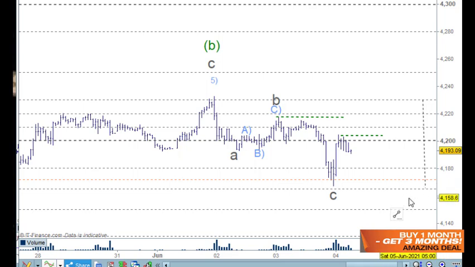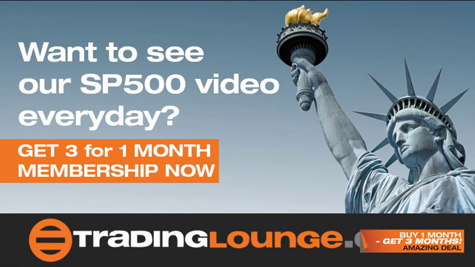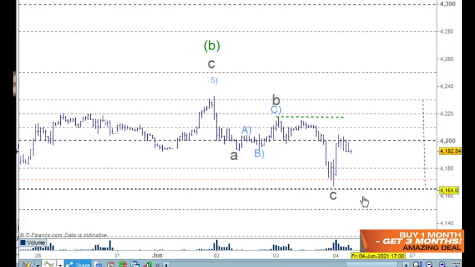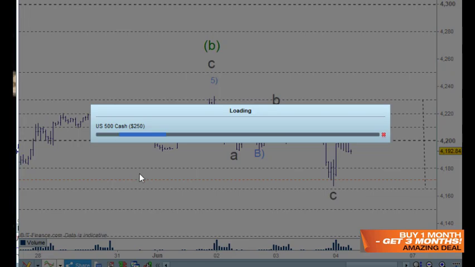So look, this can be counted as an ABC correction, but that wouldn't be confirmed until we, in fact, we'll just move that out of the way, until this high here goes out. As simple as that. So that B wave, because then it would confirm that this is in 3 waves. Otherwise, this move up here, retesting the 4-2, looks like it's in 3 waves. So let's just go to the tick chart.